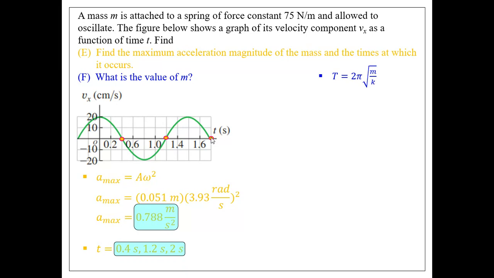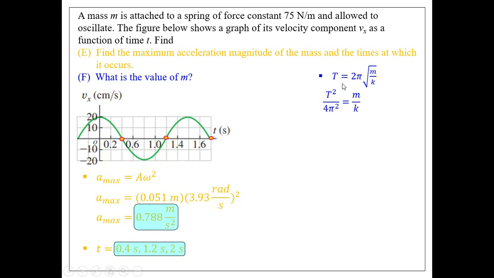Part F asks us what is the mass of this particular system. Well, there are a few ways to do it. I'm just going to show you a couple different ways here. If you know the expression for a period in terms of m and k, you can find period using 2 pi times radical m over k. But here you're asked to find mass, so I'm just going to square both sides to get rid of this radical sign in order to get m by itself.